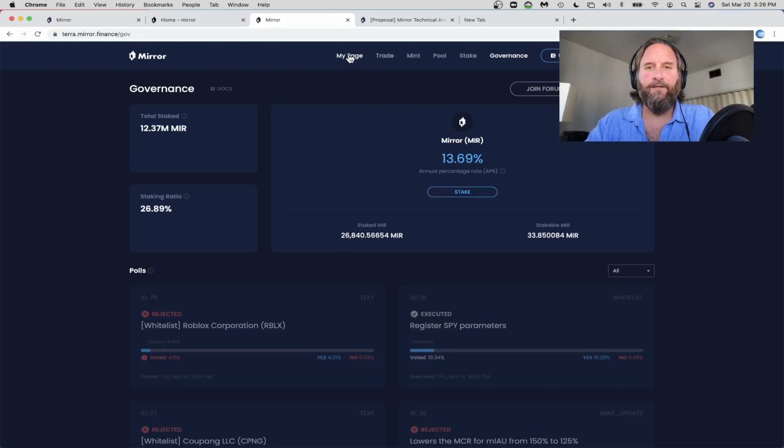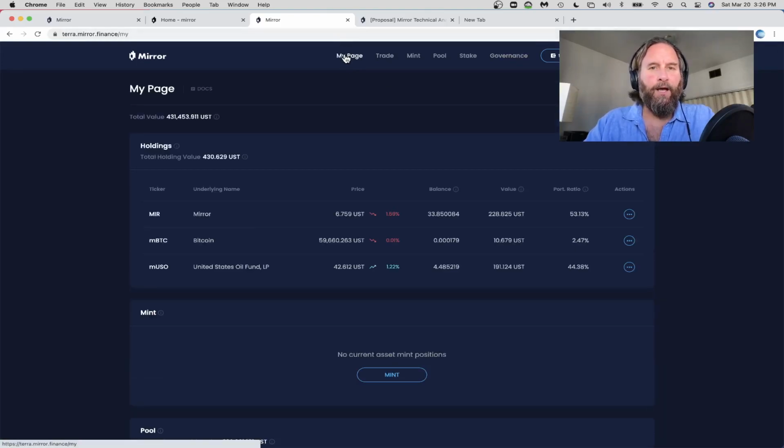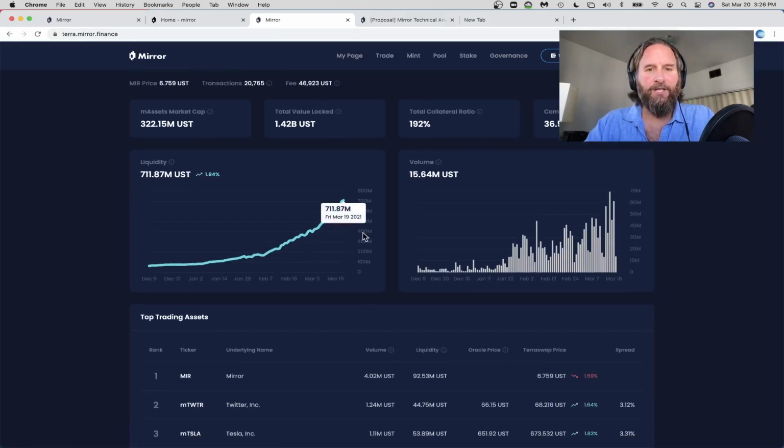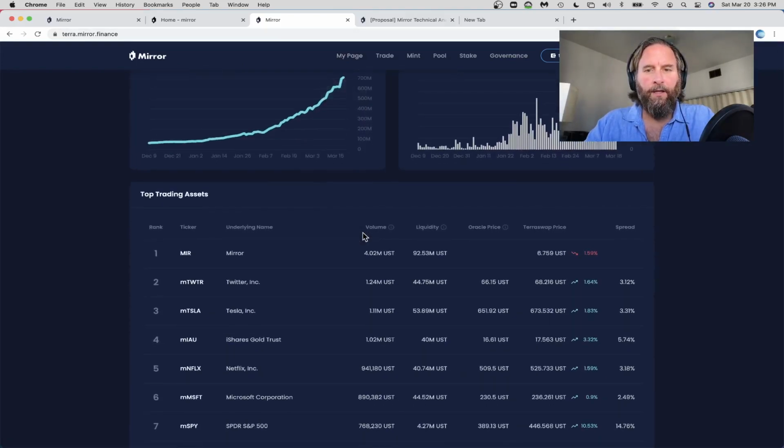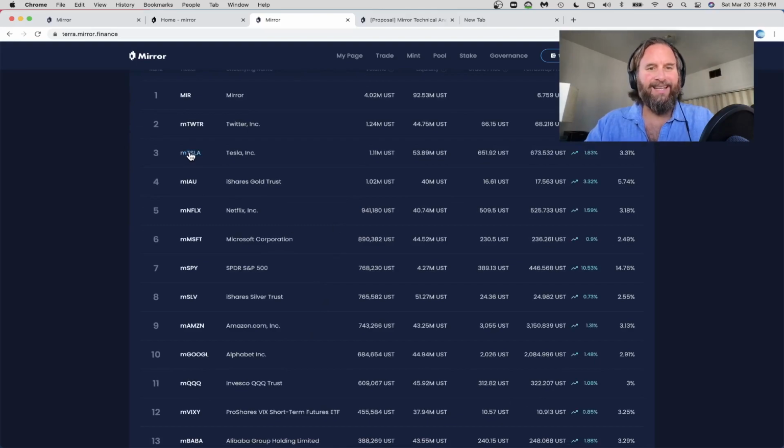I've got 26,000 of them staked there. I have a few more stakeable value collected from rewards. But let's just go back and look at that dashboard. The dashboard is here. Again, these are all the assets that are available. So we got Tesla, Twitter, gold, right?